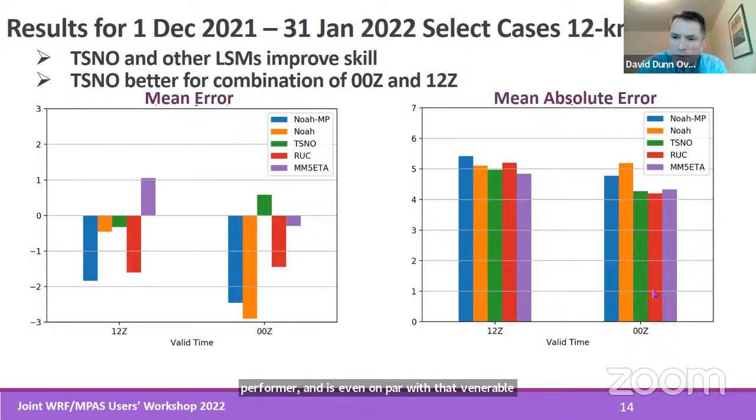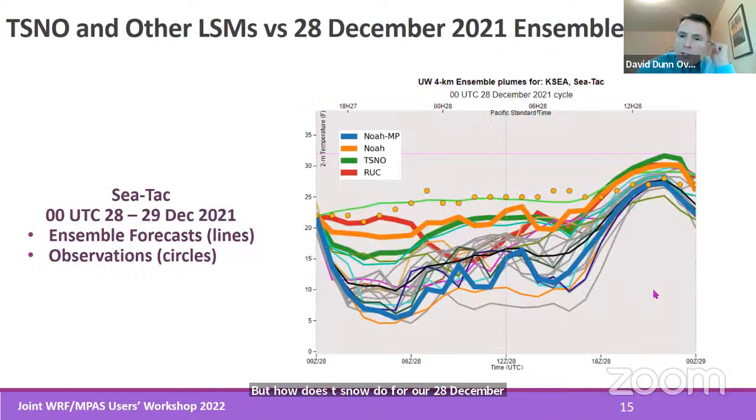So that's another story. Again, these results show 2 months worth of statistics for forecasts with varying degrees of snow cover. But how does T-SNOW do for our 28 December case in Western Washington? Well, to illustrate this, I ran experiments down to 4 kilometers to compare to our ensembles. And here's what we see.